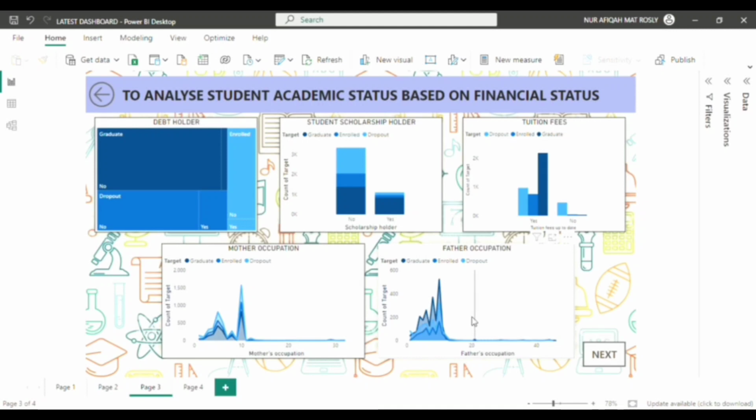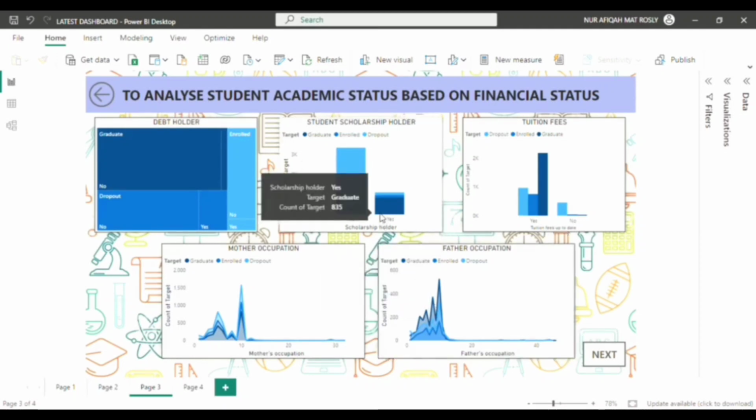On the third page, this dashboard is based on the second objective, which is to analyze student academic status based on financial status. On this dashboard, we can see the number of student dropouts, enroll, and graduate based on their economic situation, where they consist of debtors and scholarship recipients. There are also those who are unable to pay tuition fees, which causes their academic results to fall.